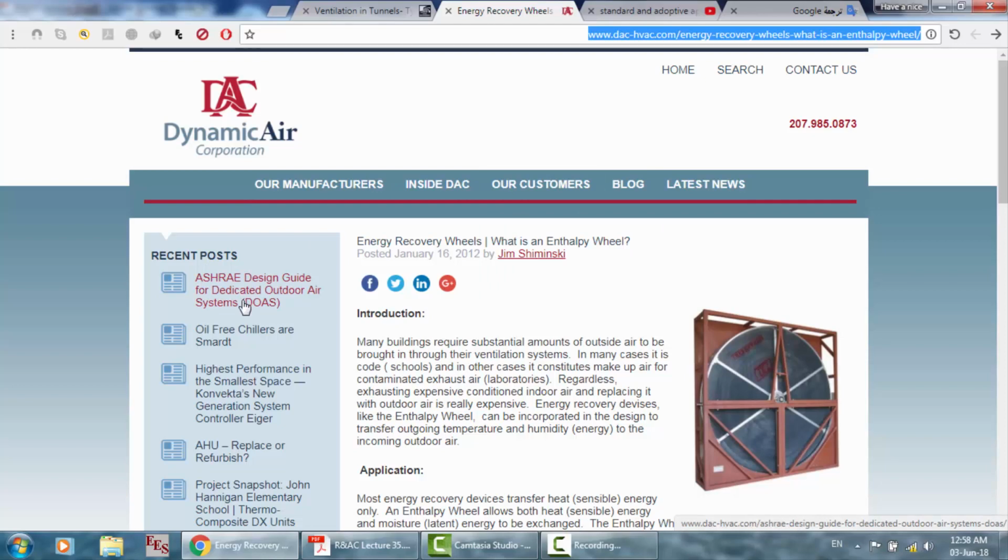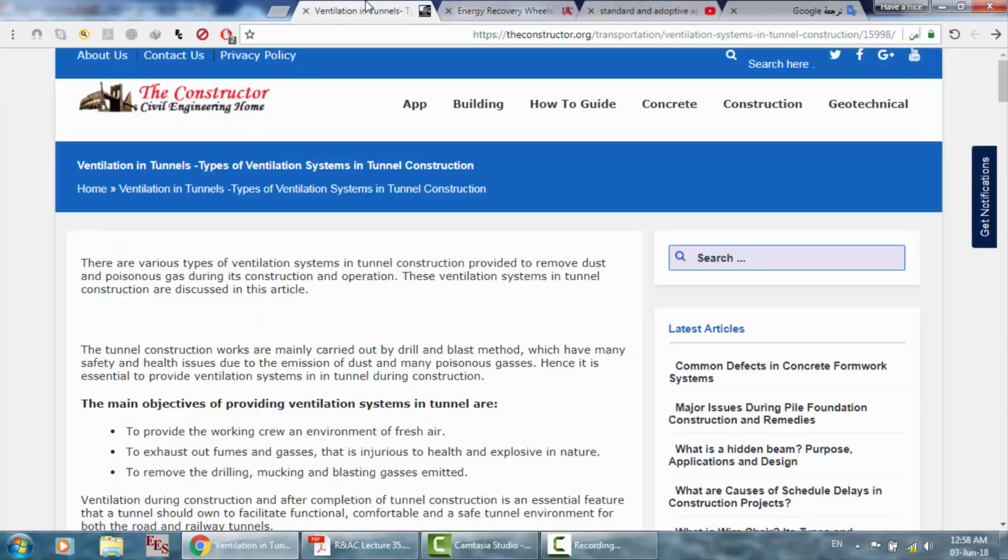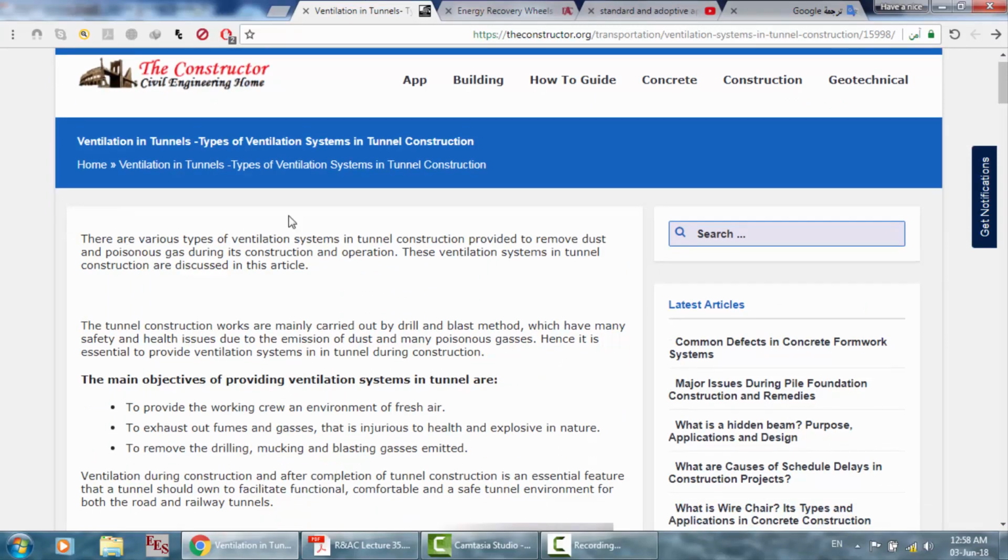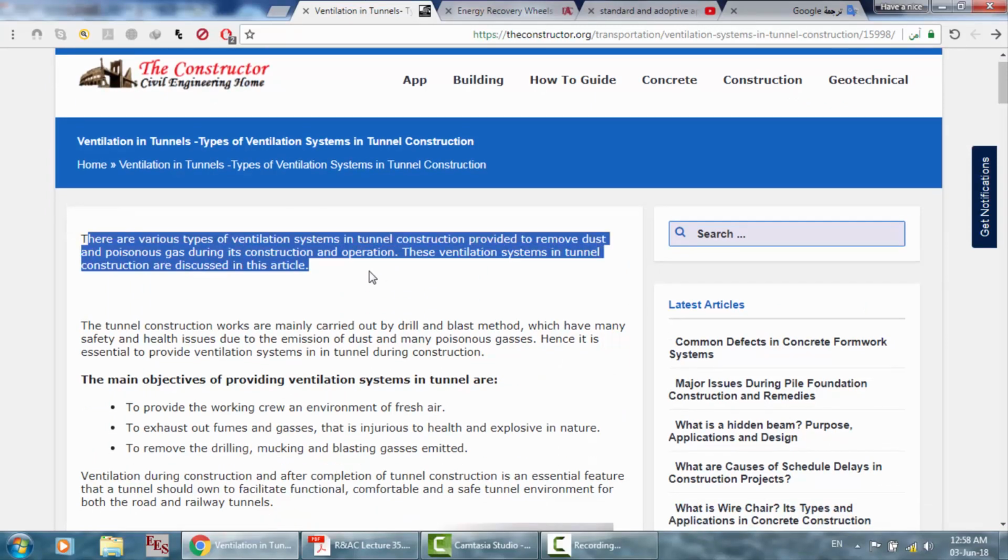can teach the others. Okay, so now we have the ventilation in tunnels, the types of ventilation systems in tunnel construction. There are various types of ventilation systems in tunnel construction, provided to remove dust and poisonous gas during construction and operation. These ventilation systems in tunnel construction are discussed in this article.